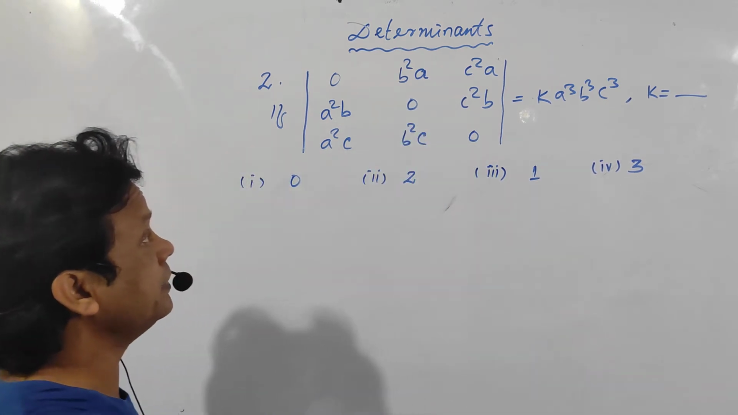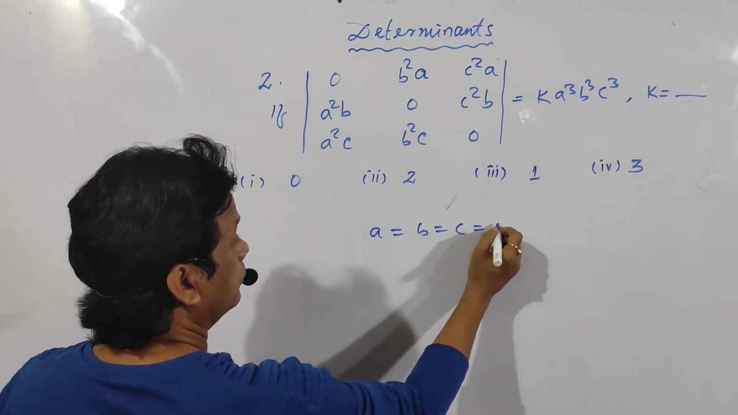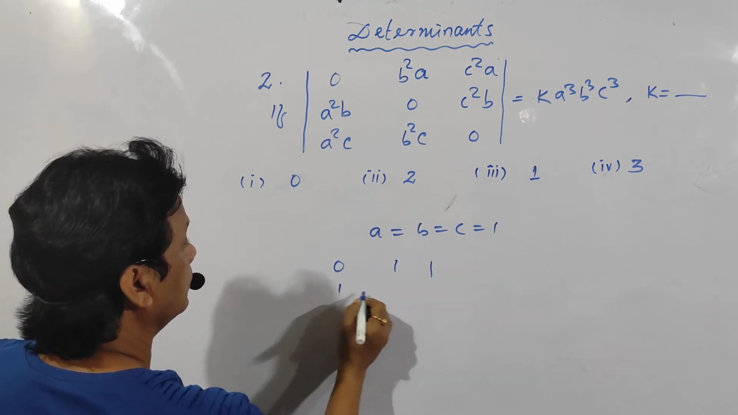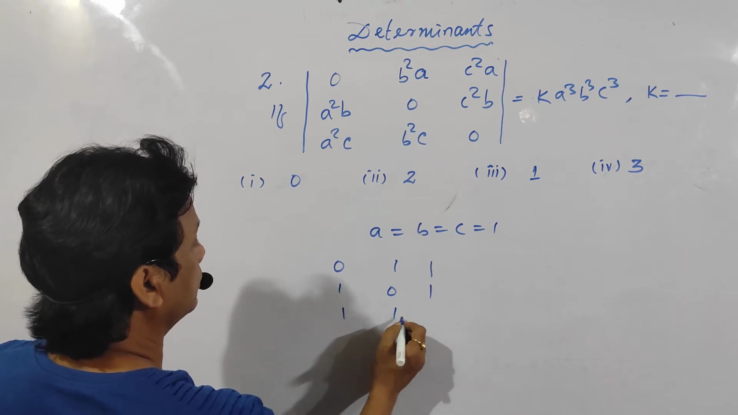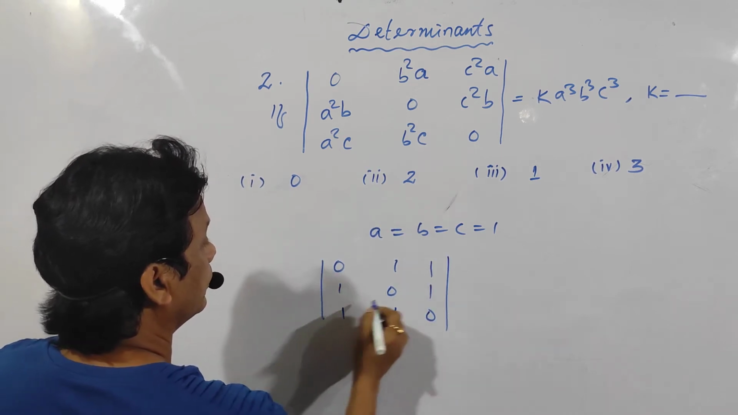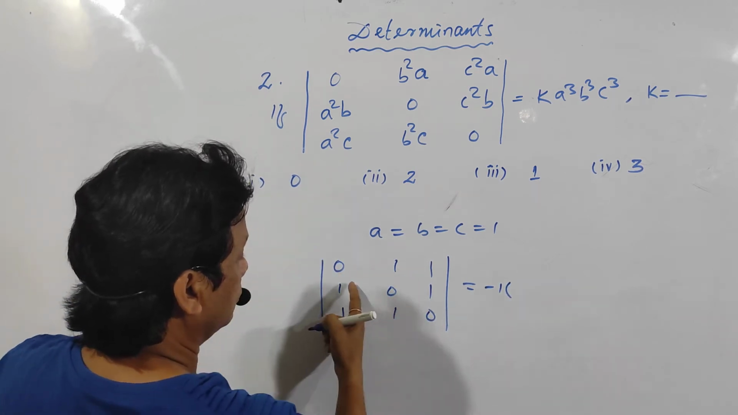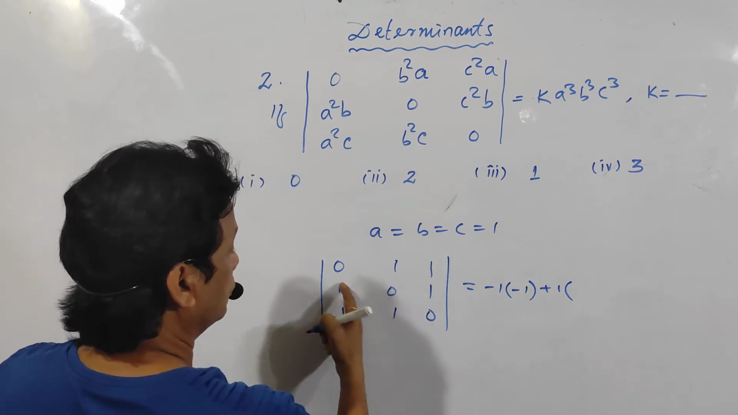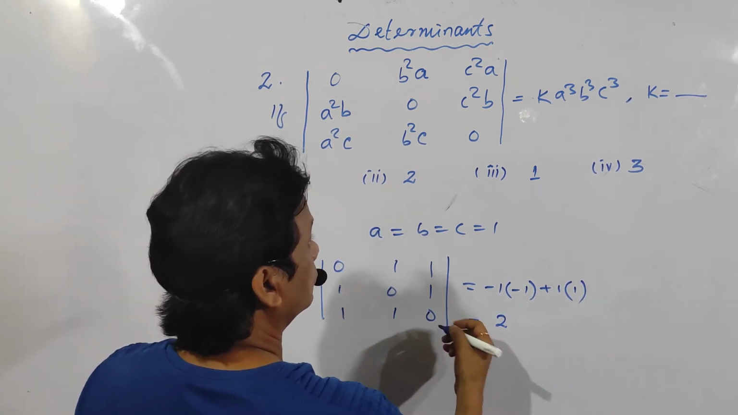So I am taking a equal to b equal to c equal to 1, so that the given determinant becomes 0, 1, 1, 1, 0, 1, and 1, 1, 0. Clear? So this one is 0, this one is minus 1 into 0 minus 1, so minus 1 times minus 1 gives 1. Plus 1 into 1 minus 0, it is 1, so this is 1 plus 1, 2.